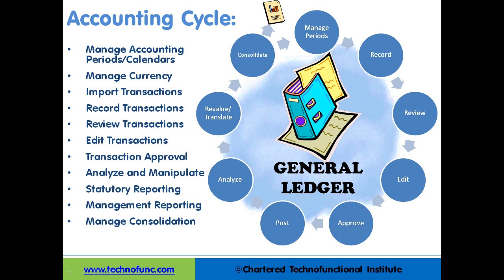Once you have all the three above, the typical accounting cycle works as follows. Manage accounting periods/calendars. You need to make available the accounting period in which the transaction will take place. Manage currency. The currency used to make the transaction needs to be available in the system. Import transactions/record transactions.